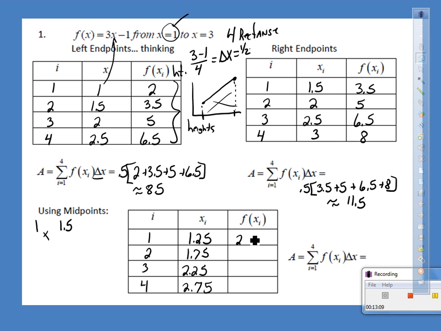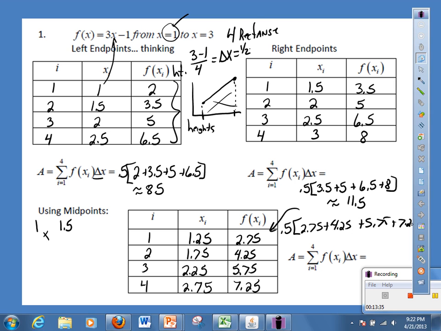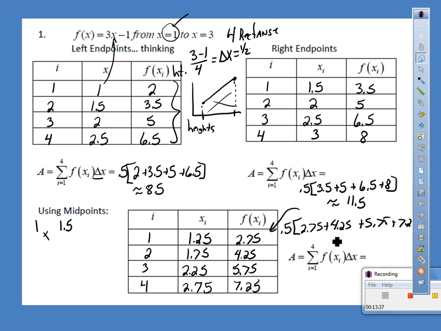The heights of each of these rectangles then: 2.75, 4.25, 5.75, and 7 1/4. I jam myself on room, so what I'll do here is this. The width of each of these is 0.5, and I'll sum up those. So 2.75 plus 4 1/4 plus 5.75 plus 7 1/4. And then when I did that, I got right at 10 for that one. So it's the exact same thing we did, just think through this.